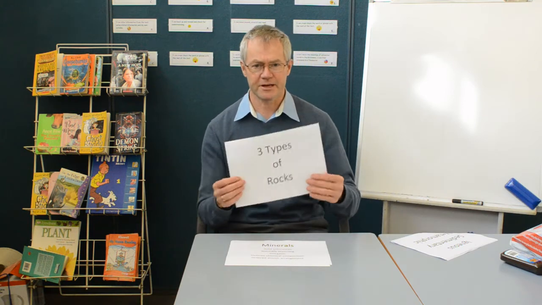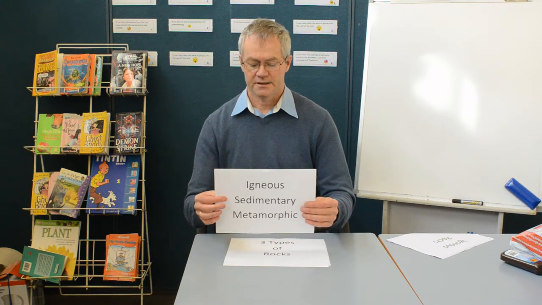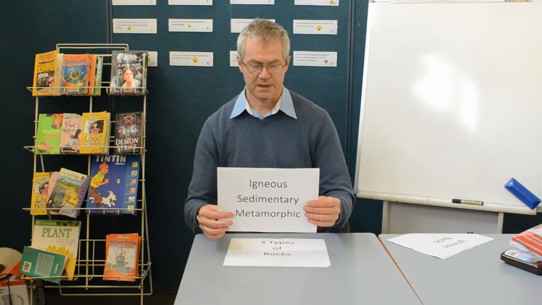Now, there are three types of rocks. Okay, so these are the types of rocks. There's igneous rocks, sedimentary rocks, and metamorphic rocks. In our experiment today, we're going to demonstrate what each of those three types are.